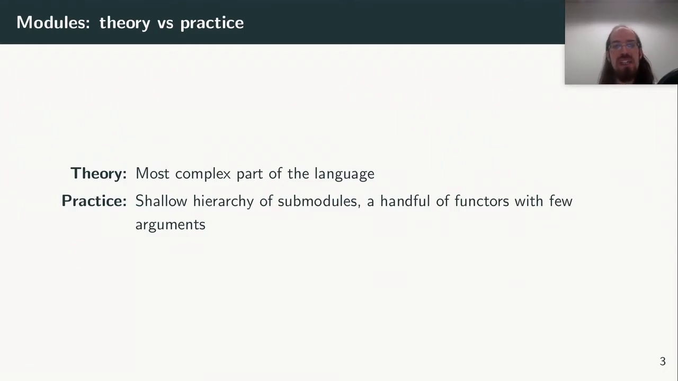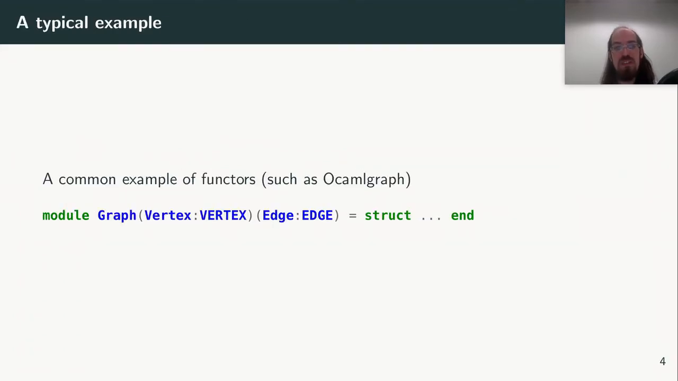The core reason is that there is quite a discrepancy between the theoretical side and the practical side. In theory, the module language is the most complex part of the language. In real code, most people have maybe a shallow hierarchy of modules, a handful of functors with few arguments, and that's it. Nothing really complicated. Which means that a typical example of a functor would be, for instance, a graph functor that takes a vertex implementation and an edge implementation and implements a graph module from these two arguments.